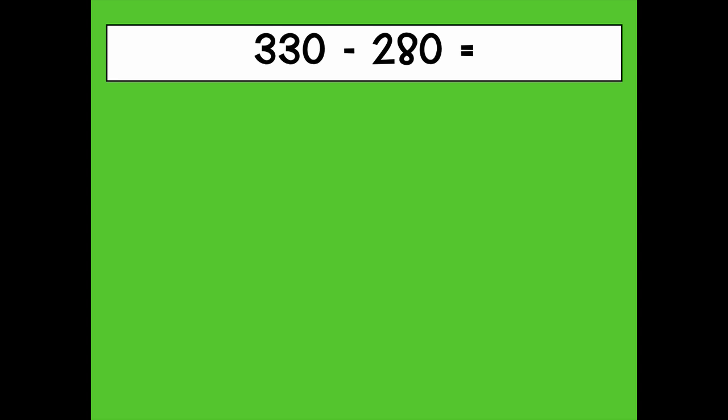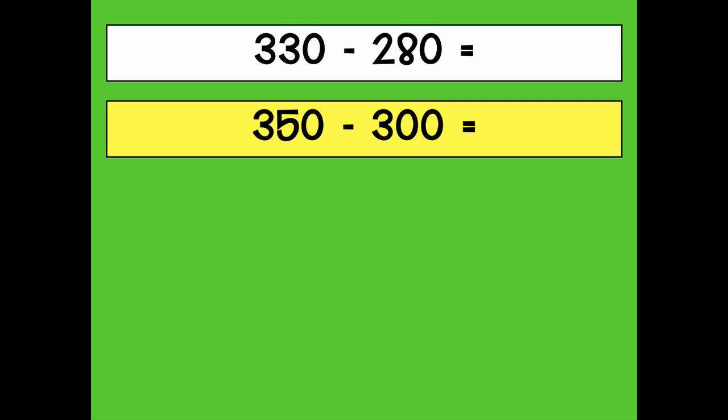So we have 330 and 280. One of those numbers is pretty close to making an even 100, right? Is 330 closer to 300 or is 280 closer to 300? 280 is. So we could turn this problem into 350 minus 200. So what you guys are going to do is solve this problem, but I want you to draw that tape diagram.